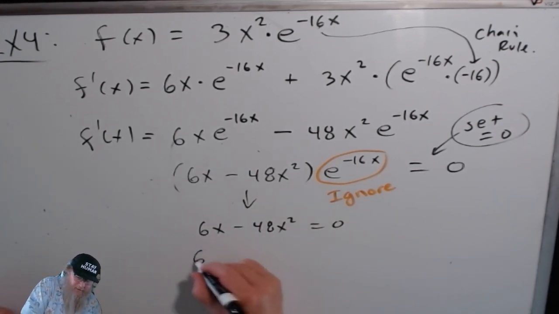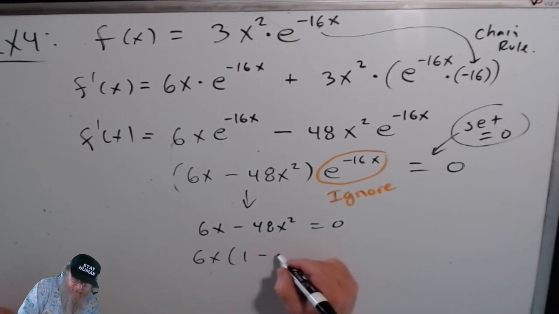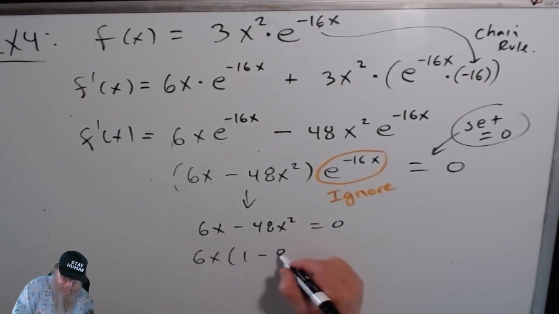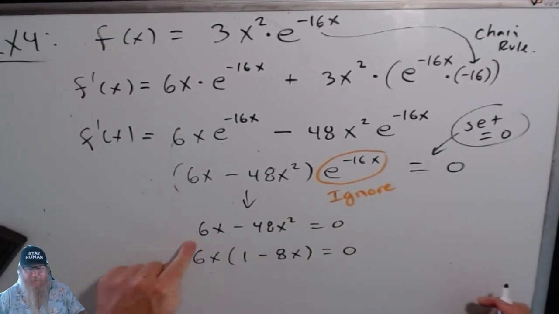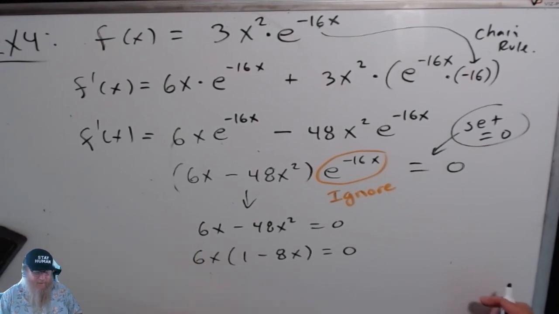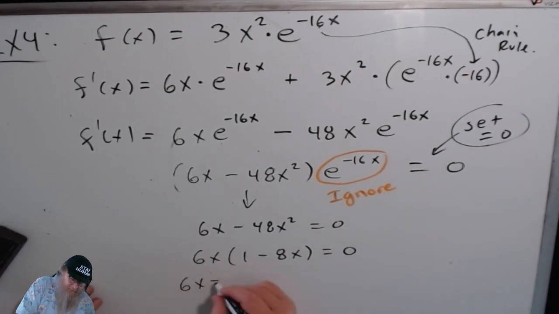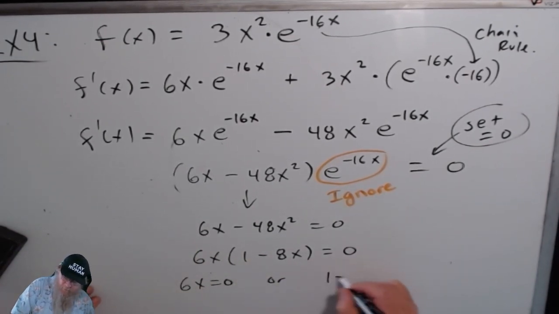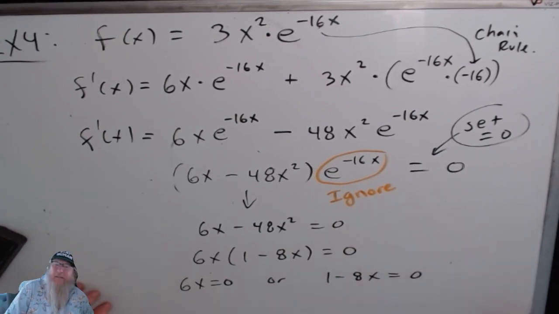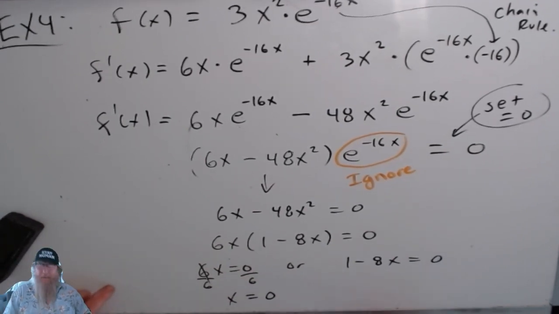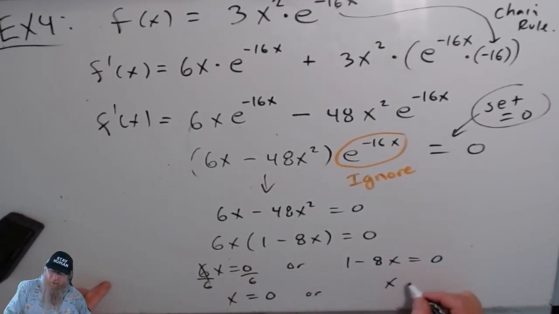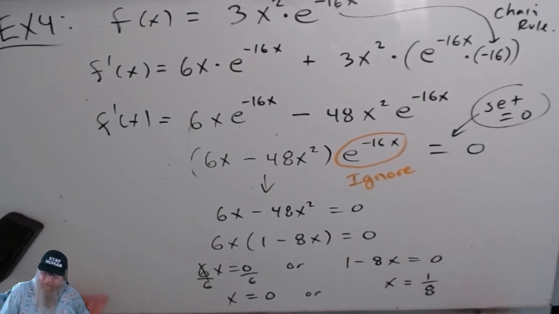Let's factor out a 6x. Those are both divisible by 6. Split this up: 6x is equal to 0, or 1 minus 8x is equal to 0. This one's pretty easy. Just divide by 6. You get 0, or 1/8.